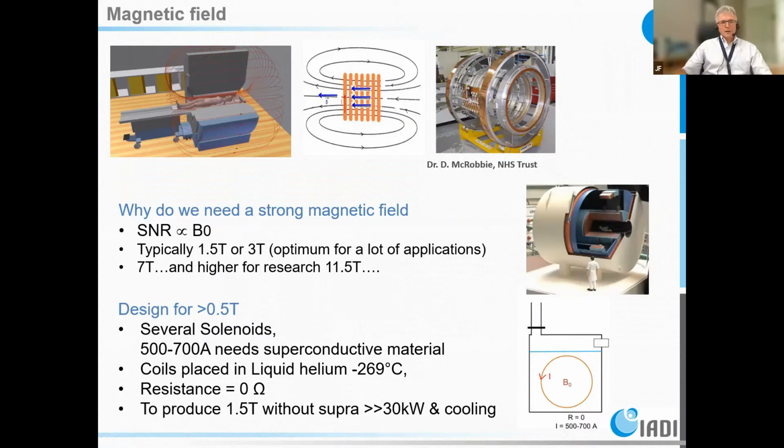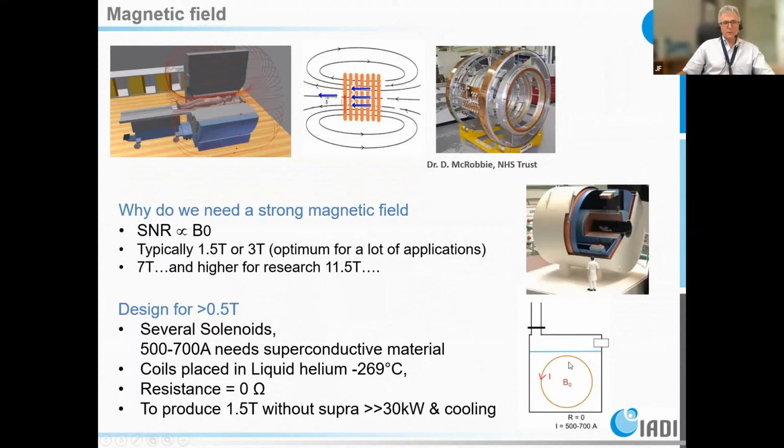The first information is that we need a lot of current to have this 1.5T or 3T. Generally, you need 500 ampere or even more. And the first point is to say that all the coil here is made of a superconductive material. What does this mean? You put everything in liquid helium, at minus 269 degrees.